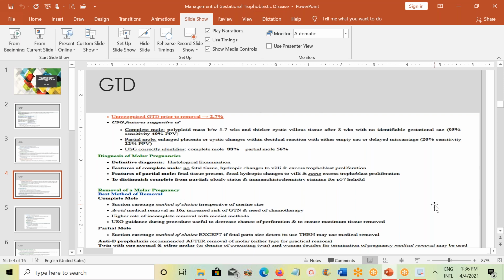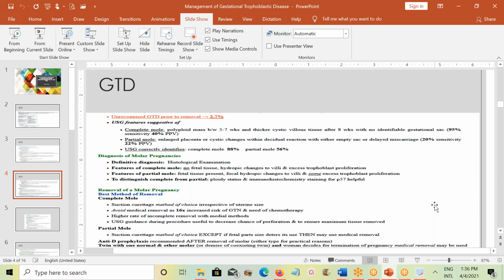Twin pregnancy with one normal and the other molar: what should be done? Or there is demise of the coexisting twin, and the woman decides for termination of pregnancy, then medical removal may be used. In cases of twins where the woman requests that we remove this pregnancy, because one is normal and the second one is molar, we can offer medical termination if she decides for termination. That would be the indication for using medical treatment.